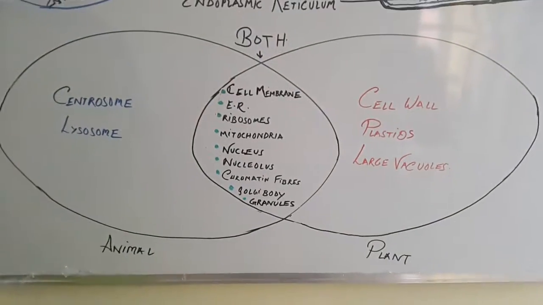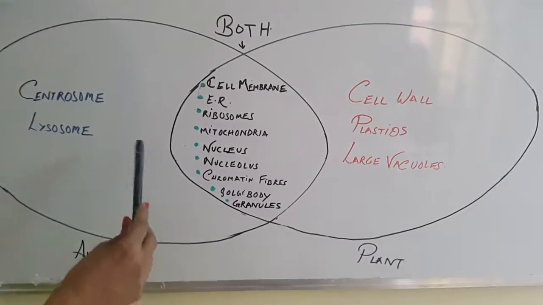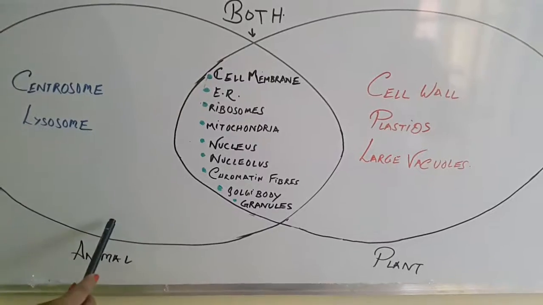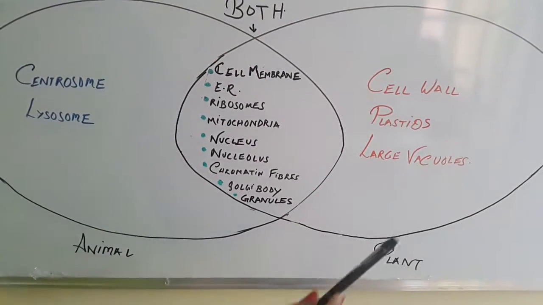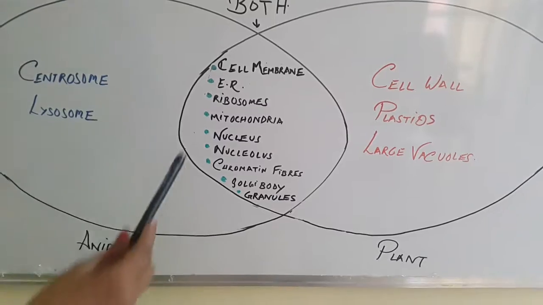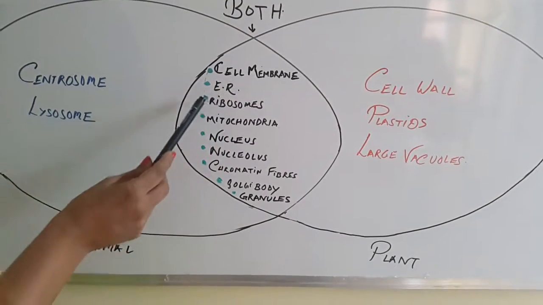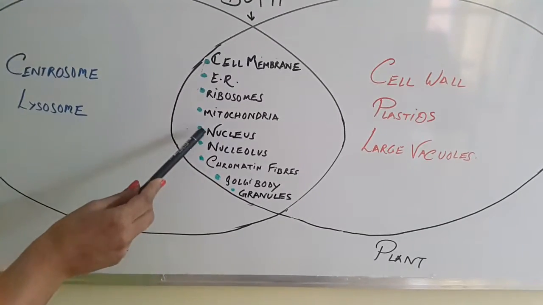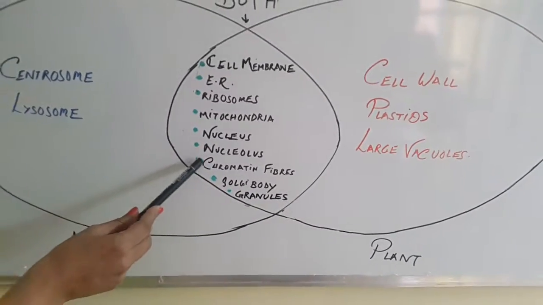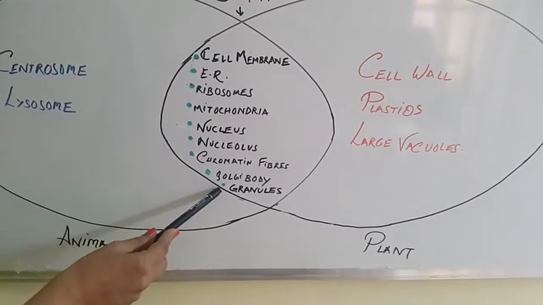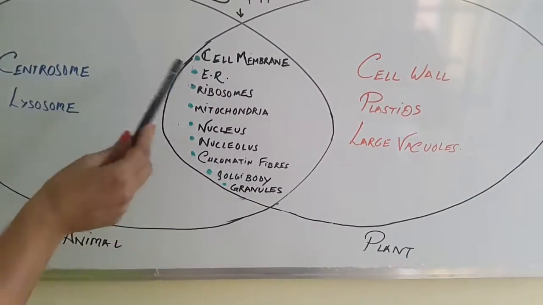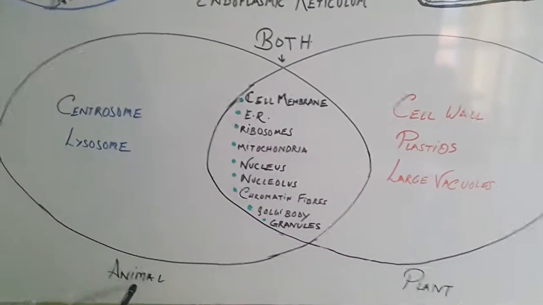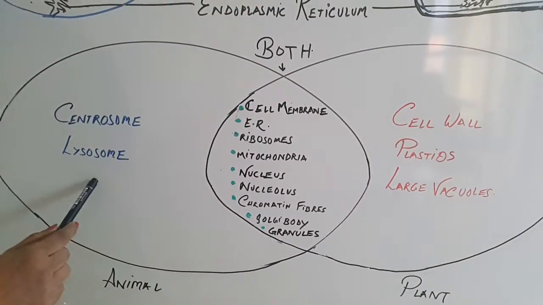So here I have tried to make a Venn diagram, and with the help of a Venn diagram we will try to see the organelles which are present in both the animal as well as the plant cell, and the organelles which are present only in the animal cell and only in the plant cell. So we have the organelles: cell membrane, the endoplasmic reticulum, ribosomes, mitochondria, nucleus, nucleolus, chromatin fibers, Golgi body and granules which store food. All these organelles will be present in both the plant as well as the animal cell. And in the animal cell you have the centrosome and the lysosome.